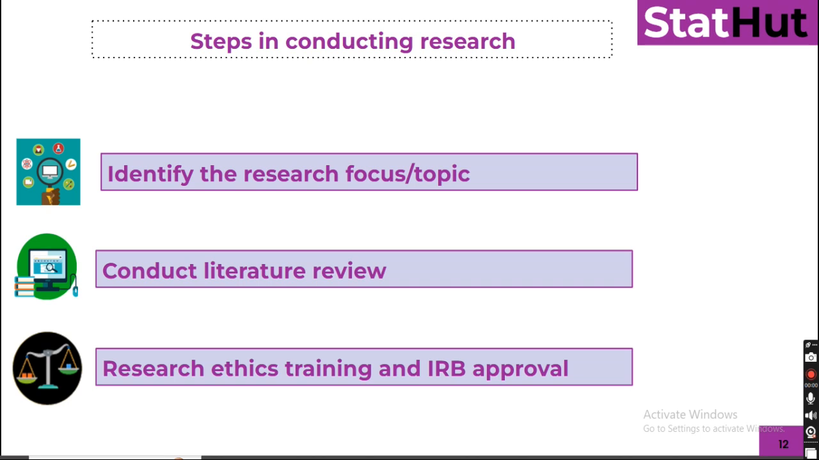Now this literature review is for the most part divided into two or three. We'll have to talk about the conceptual review, the empirical review, and then the theoretical review. The conceptual review has to do with concepts around the research topic.